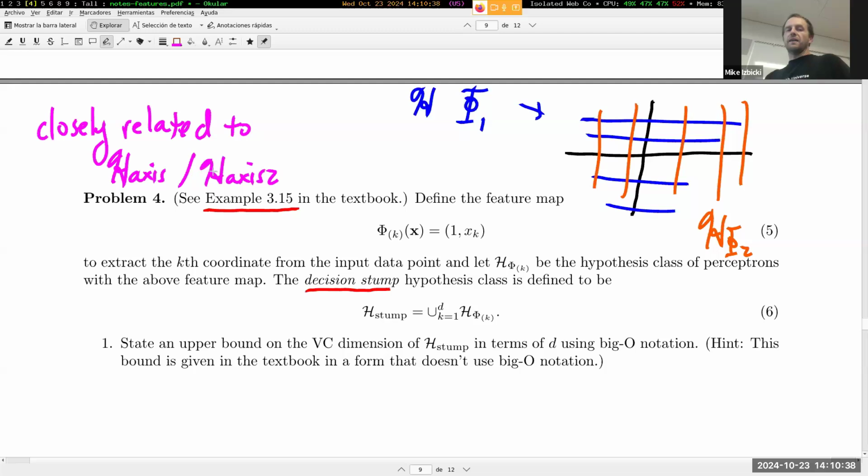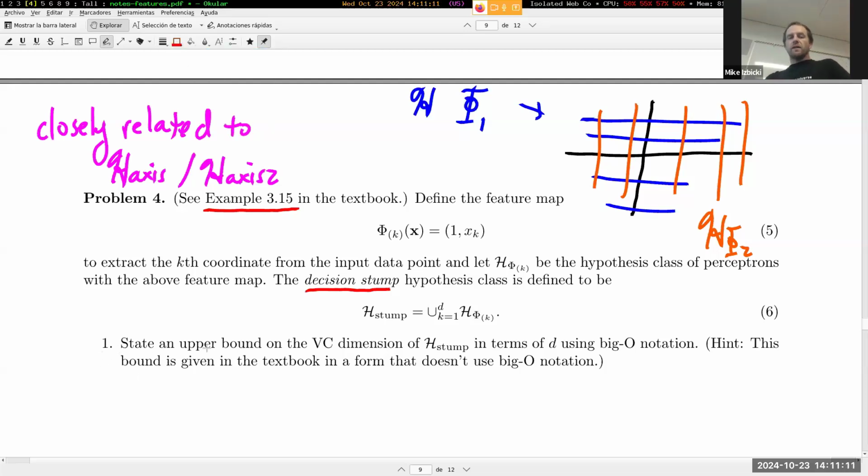For the finite h-axis and h-axis 2, we can only pick particular values along a particular axis, and the line is located exactly on the axis, passing through the origin. But the generalization of the decision stump is that our line doesn't have to pass through the origin. It's still aligned with the axis, but we can move it somewhere along the axis. So that's the visual intuition of the decision stump here.